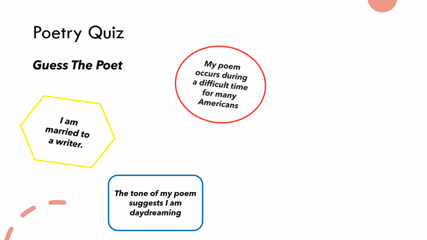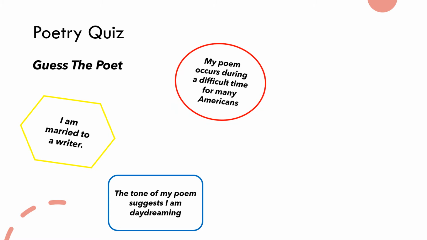Okay, so third one then, guessing the poet. I am married to a writer. Clue number 2. The tone of my poem suggests that I am daydreaming. So think about when we say the tone, we mean the mood or the atmosphere that's created while reading the poem. So think about one that has that kind of far away, distant kind of tone that we normally associate with someone daydreaming. And clue number 3.